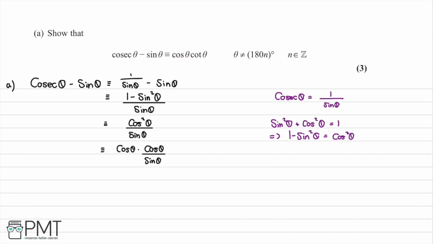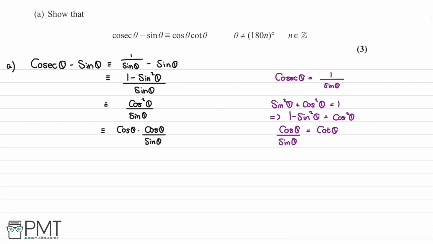The next trig identity we can use: we know that cos of theta divided by sine of theta, which is what we have here, is equal to cot of theta. So we can substitute this back in, and what do we have? This is equivalent to cos of theta multiplied by cot of theta. Therefore, this is the required answer. We've shown that cosec of theta minus sine of theta is equivalent to cos theta multiplied by cot theta, as required.